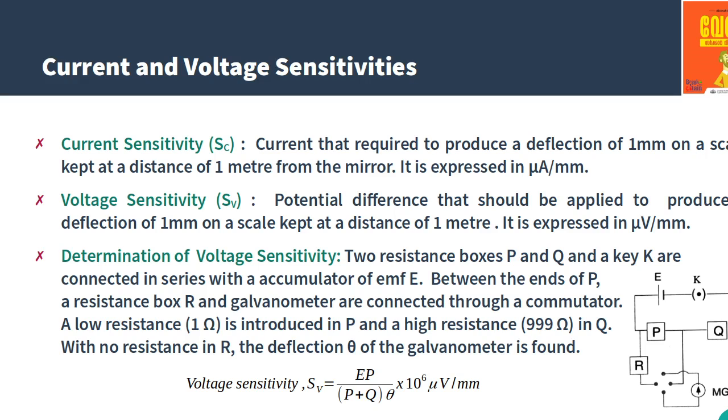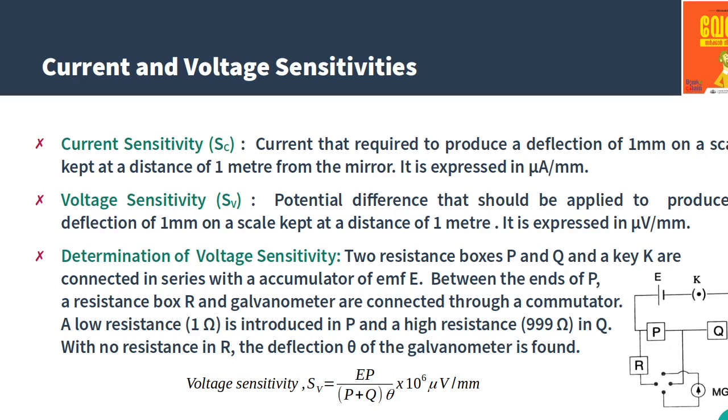Similarly, we can define the voltage sensitivity S(V). It is the potential difference that should be applied to produce a deflection of 1 mm on a scale kept at a distance of 1 meter. Same thing here: in current sensitivity we consider current, while in voltage sensitivity we take the potential difference that we should apply to produce a unit deflection of 1 mm on a scale kept at a distance of 1 meter from the mirror. Here also we express it in microvolt per millimeter. The voltage sensitivity S(V) is expressed in 10⁻⁶ volt per millimeter.